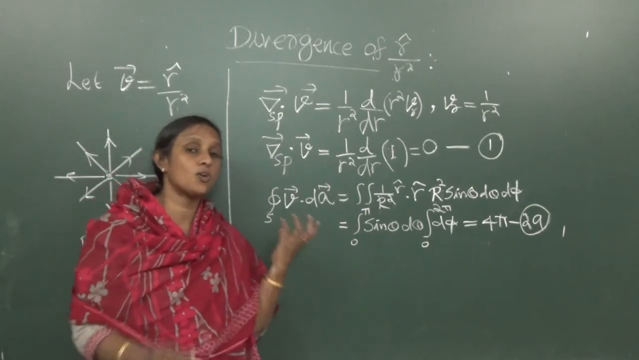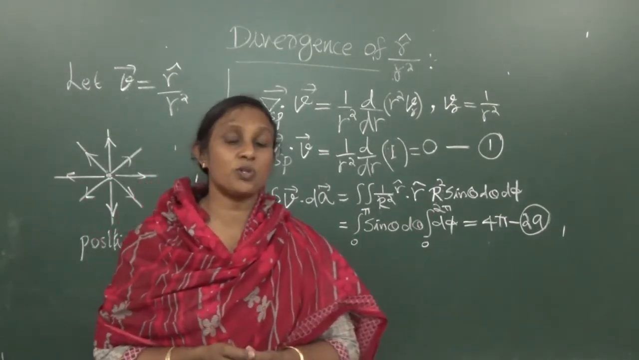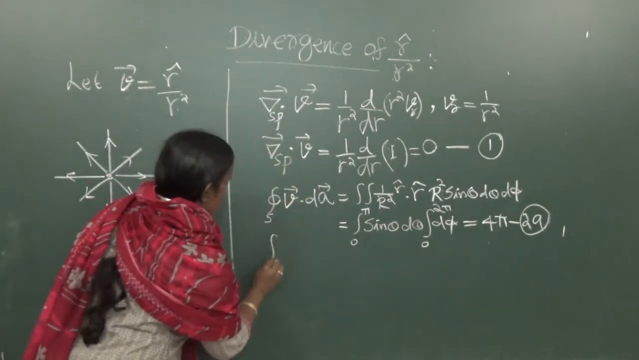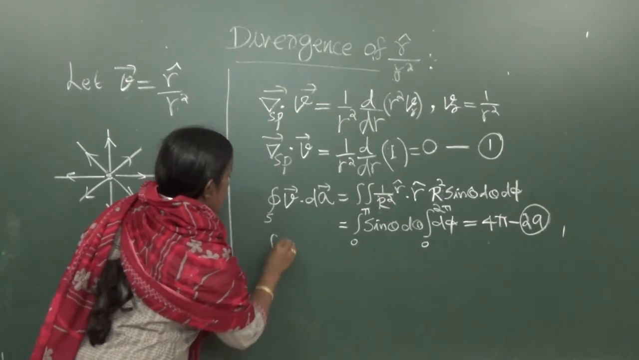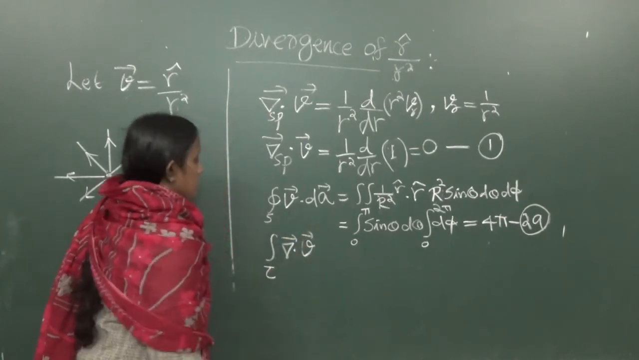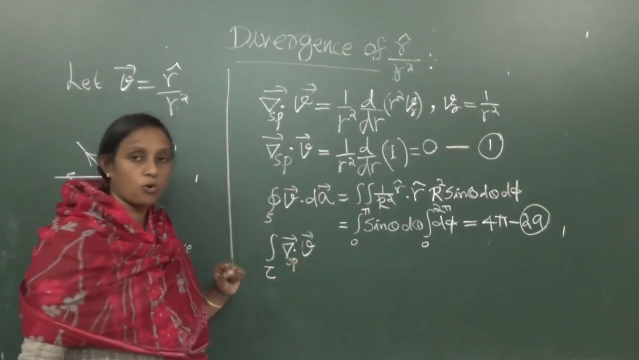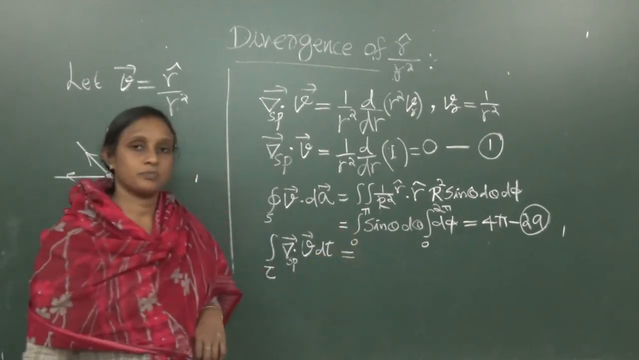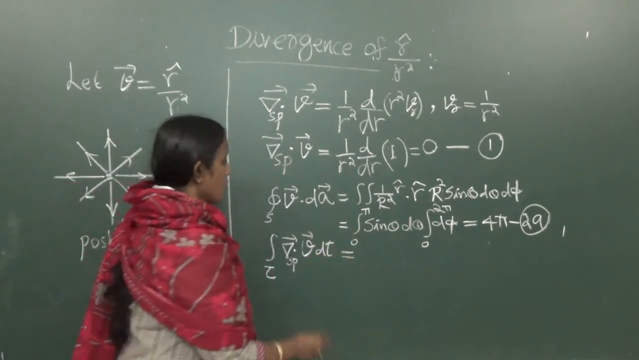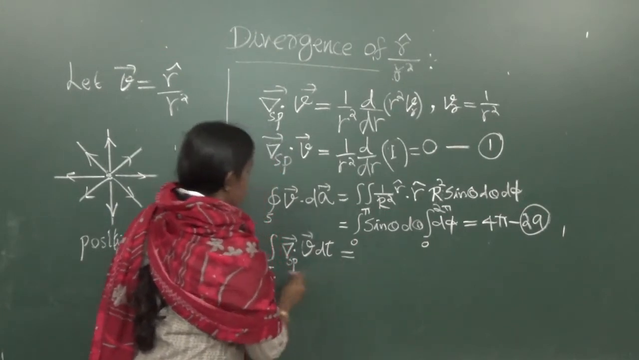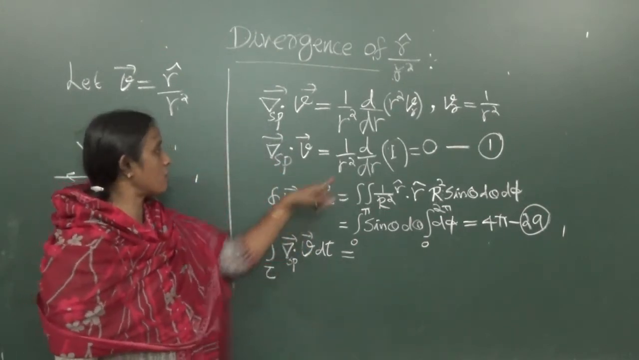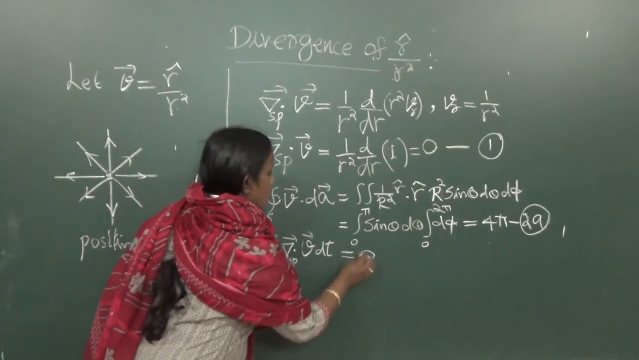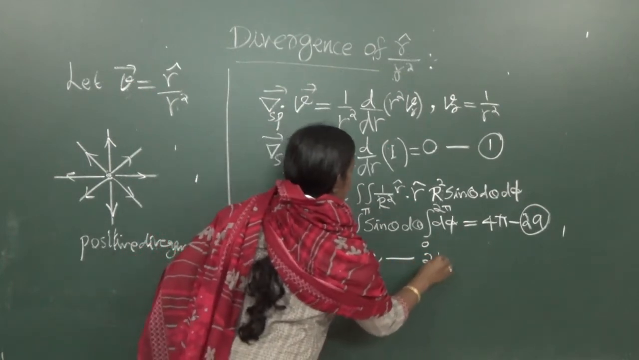Now, in order to finish the Gauss divergence theorem, you have to find the volume integral also. That means the volume integral of del dot V. Here we already found that del dot V is 0 from equation 1. So this gives you 0. This is equation 2b.